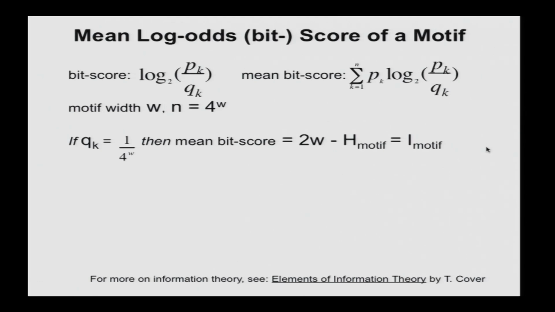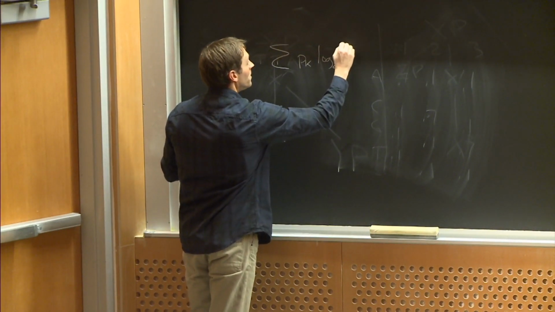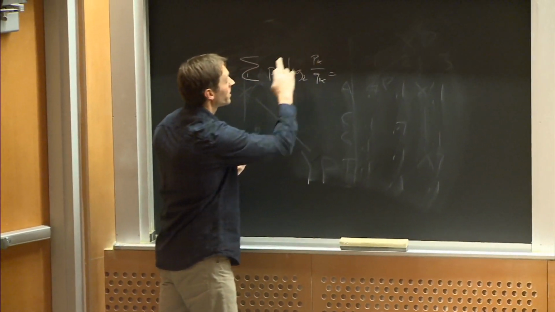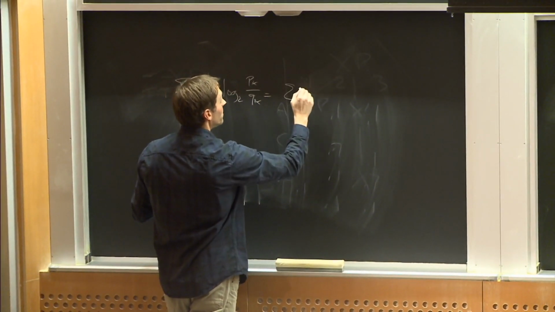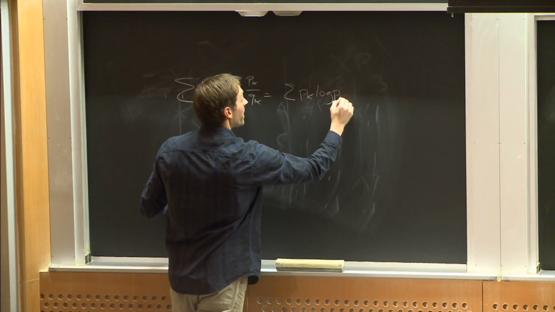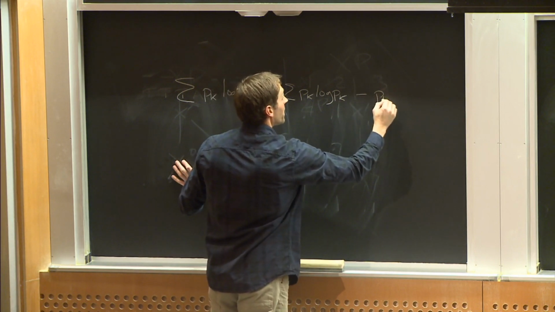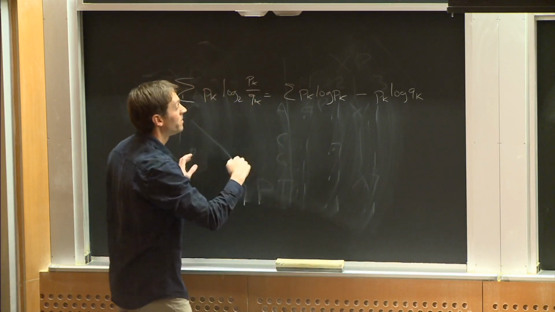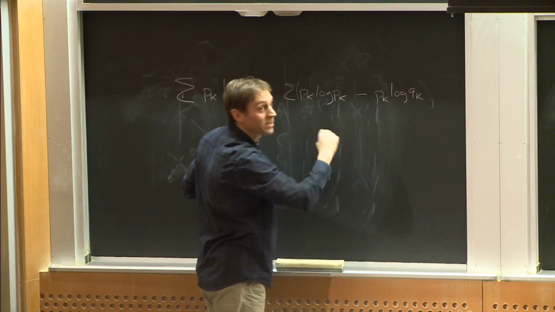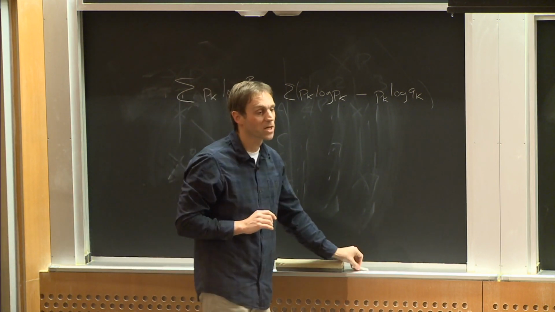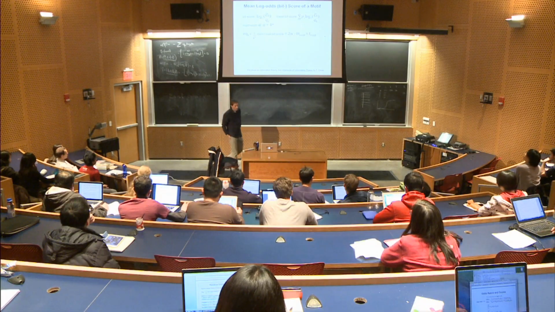So basically, summation pk log pk over qk, this log, you turn that into a difference, right? So that's summation pk log pk minus pk log qk. And then you can do some rearrangement and sum them up, and you'll get this formula. I'll leave that as an exercise. If any questions on it, you can do it next time.